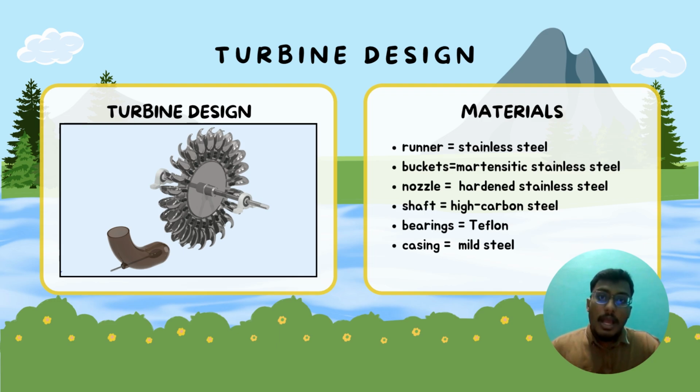For the nozzle, we use hardened stainless steel. This material resists erosion and maintains its precision shape. For the shaft, we use high carbon steel for its high tensile strength and resistance to fatigue. For the bearings, we use Teflon to reduce friction and to support the shaft. For the casing, we use mild steel, because this material is cost effective and sturdy, capable of withstanding general wear and flow.